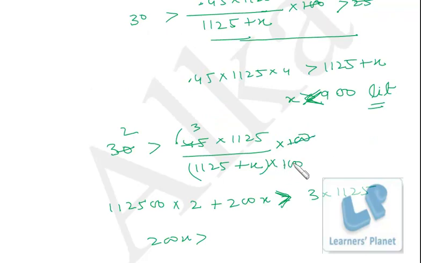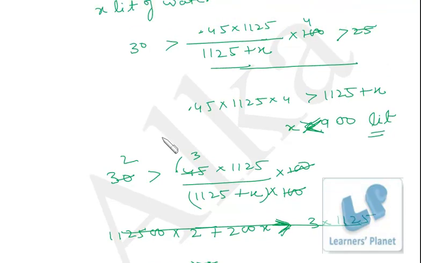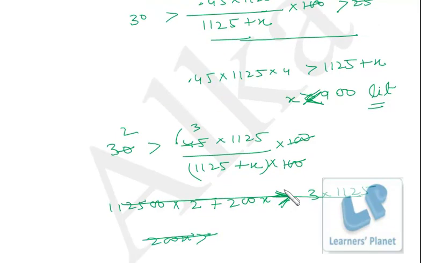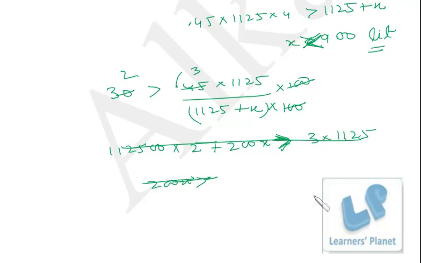I forgot to write the percentage sign also over here, so it is actually into 100. So this 100 and this 100 will get cancelled. Sorry. Okay, because this is actually 30%. So I forgot to rewrite this 100 over here. So this 0.45 and this 100 will get cancelled. So finally our equation is 30 is greater than 45 into 1125 upon 1125 plus x. Okay.